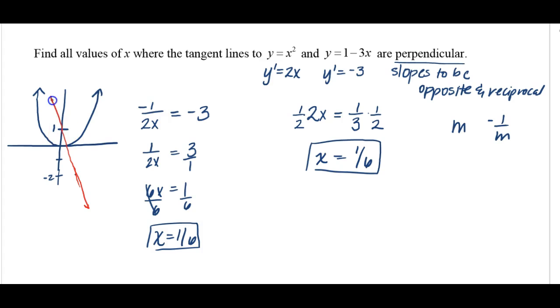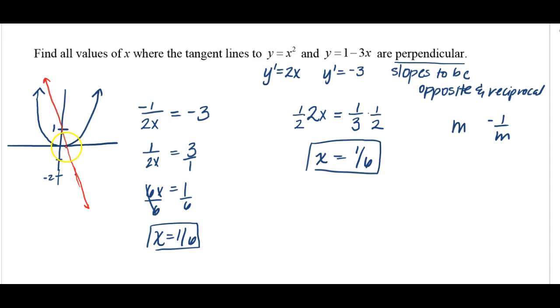Alright, so here's my function, 1 minus 3x, and then here's my function x squared, and I want to know all values of x where the tangent lines to each of these functions are perpendicular. Well, the tangent line to a linear function is just that, just the linear function. So the tangent line to 1 minus 3x is 1 minus 3x. So notice I didn't say the derivative.